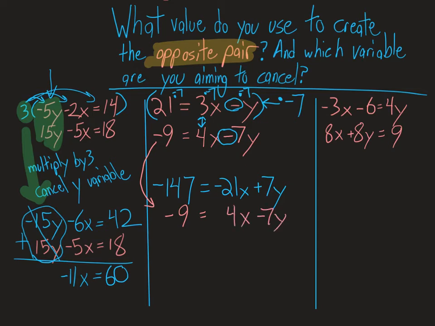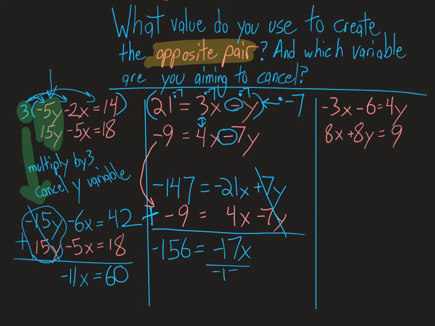And we can see the whole purpose was to be able to combine these in a minute and get a cancellation. Positive 7y, negative 7y will cancel. The negative 21 and the 4 is going to be a negative 17x. And then the negative 147. Remember, this whole thing is a big addition problem of the two equations. Negative 147 plus negative 9, negative 156. And I don't know if that'll come out to a whole number.